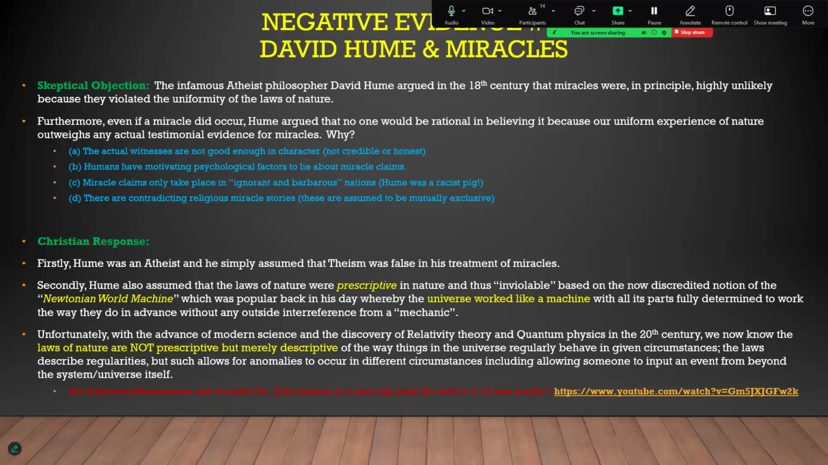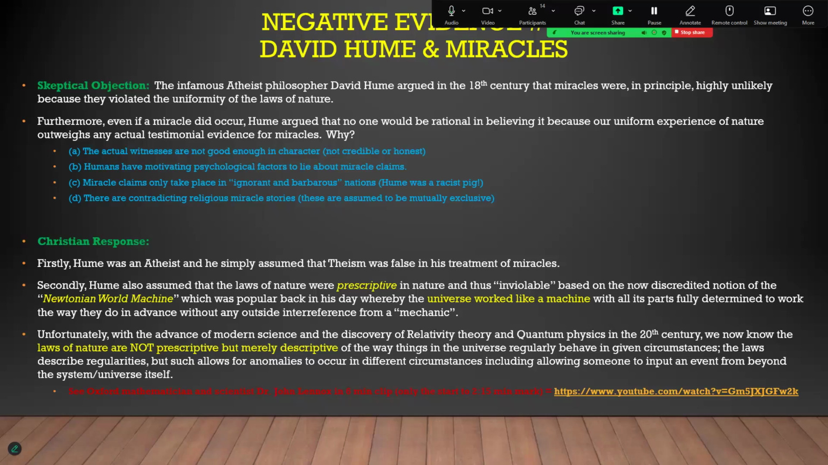But unfortunately, modern science, since the 20th century, has really destroyed this notion of the universe working like a machine. We had the discovery of relativity theory and also quantum physics, which really upended this understanding. And now we understand the laws of nature are not prescriptive. It's not like they are things that exist and then prescribe how God or how the universe can operate. No, they're just descriptions. The laws of nature are mathematical descriptions of how the universe normally operates. So they're descriptive, not prescriptive.